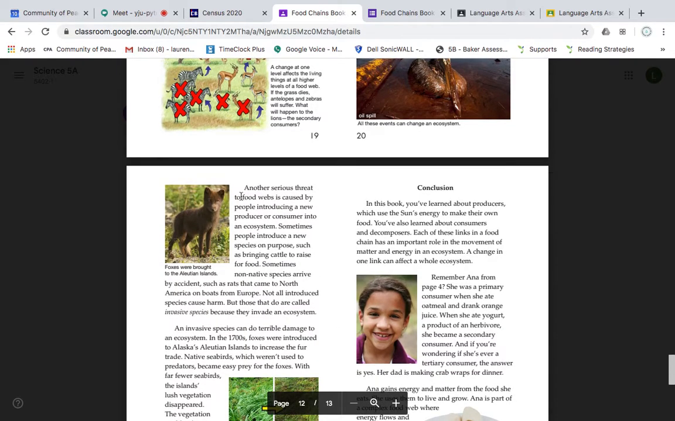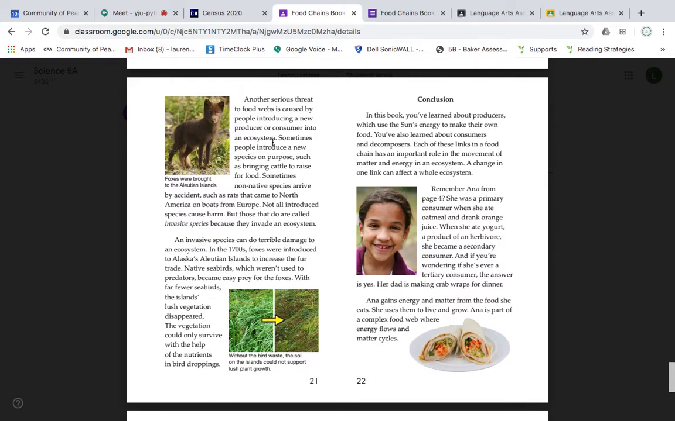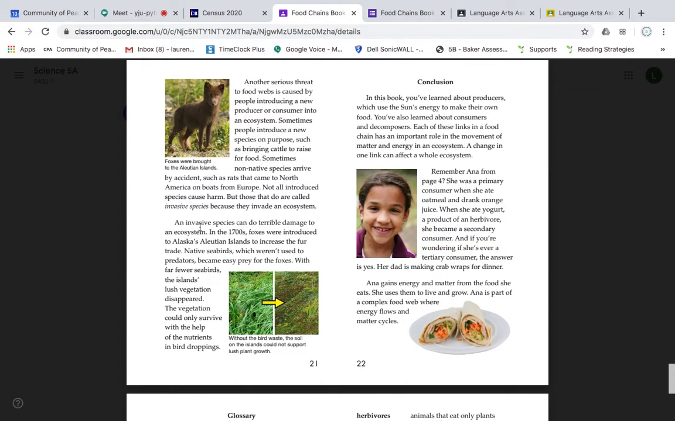Another serious threat to food webs is caused by people introducing a new producer or consumer into an ecosystem. Sometimes people introduce a new species on purpose, such as bringing cattle to raise for food. Sometimes non-native species arrive by accident, such as rats that came to North America on boats from Europe. Not all introduced species cause harm, but those that do are called invasive species because they invade an ecosystem. An invasive species can do terrible damage to an ecosystem.